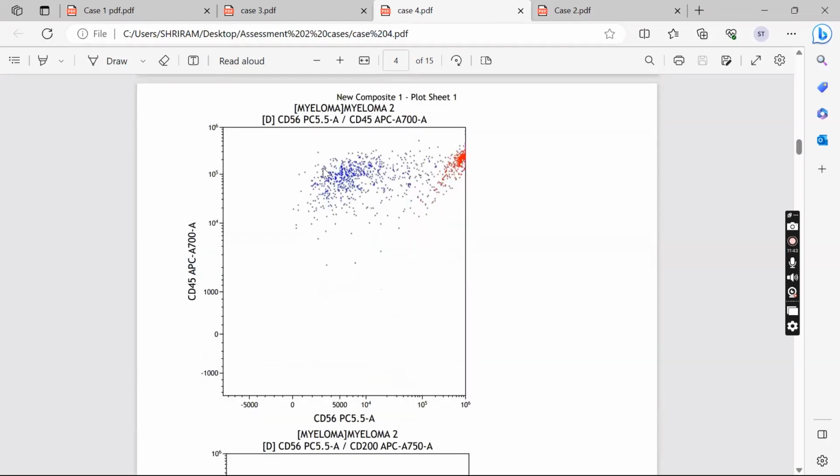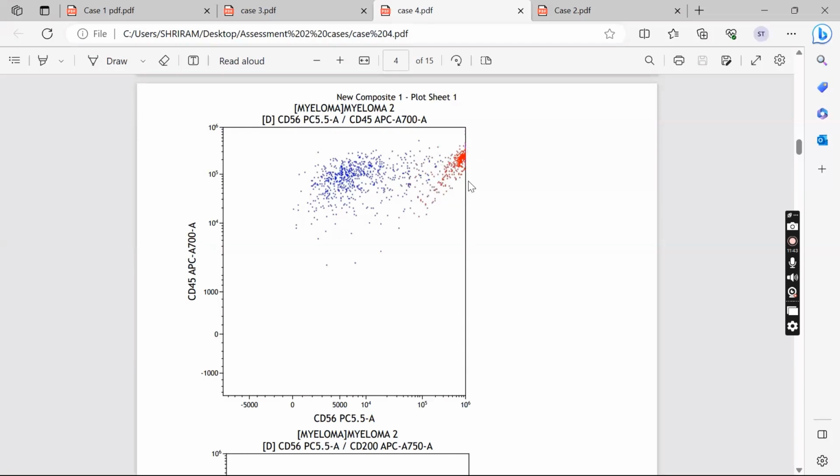Right. Any doubts with this case? Any doubts? Very easy case, right? So it's a very easy case. Well, let's go for case number 4.